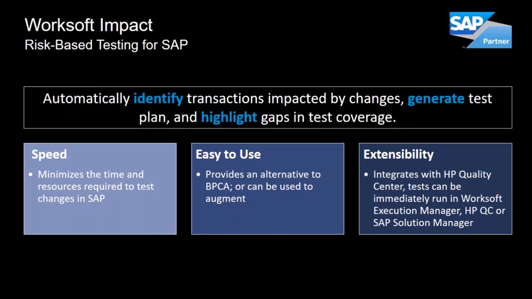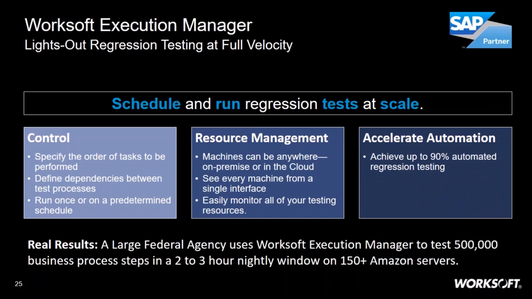We have the ability to integrate this with other products. So again, if you have products that sit within that CI/CD DevOps portfolio, we have the ability to integrate with those. And then really core to all this is Execution Manager. With Execution Manager, this is where we have the ability to schedule and run the regression tests at scale, setting up tests that span an end-to-end process across multiple applications and different user interfaces.